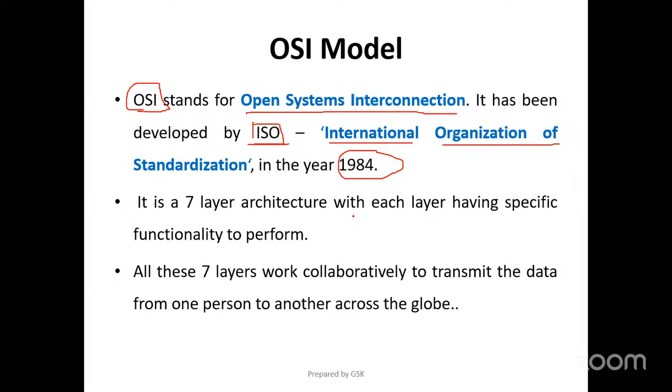With the help of the OSI model, ISO gives some standardization, some framework. While creating any network, every company has to follow these rules. Then, with the help of this standardization, any system can communicate with any other system. Any network can communicate with any other network. So you can connect all the different types of networks with the help of the internet. That is the main intention of the OSI model.